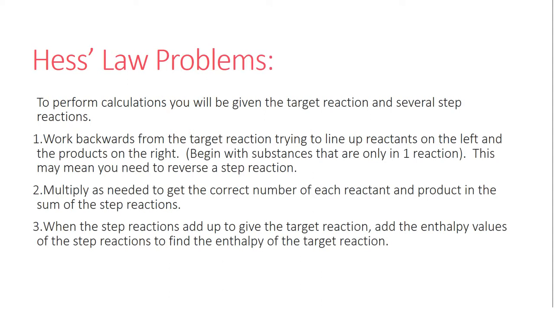Now, generally, the best way to work these type of problems is to look at your final goal. You look at that target reaction, and then you go work backwards from there. You want to kind of line up items in the step reactions. If you have a reactant, you want the reactant to be on the left. If you're looking at the target reaction product, you want to make sure that that's on the right. Now, you may also need to multiply or divide to get the right number, just to kind of ensure that you're doing the right thing.